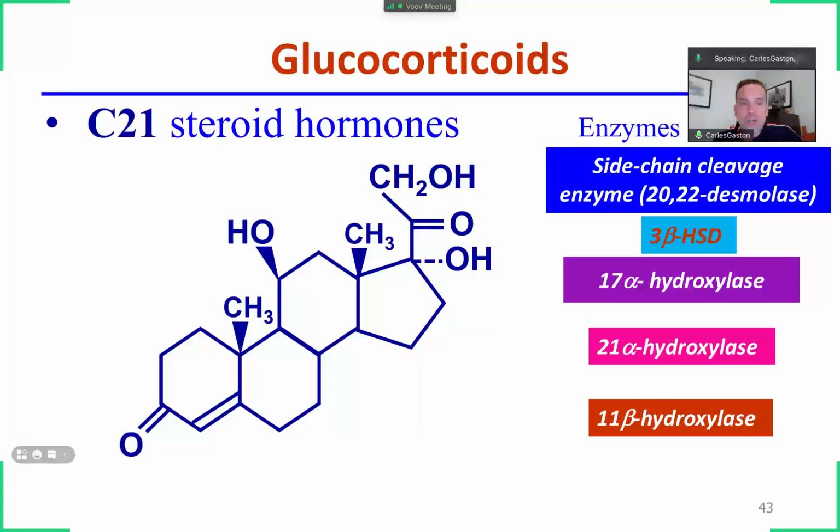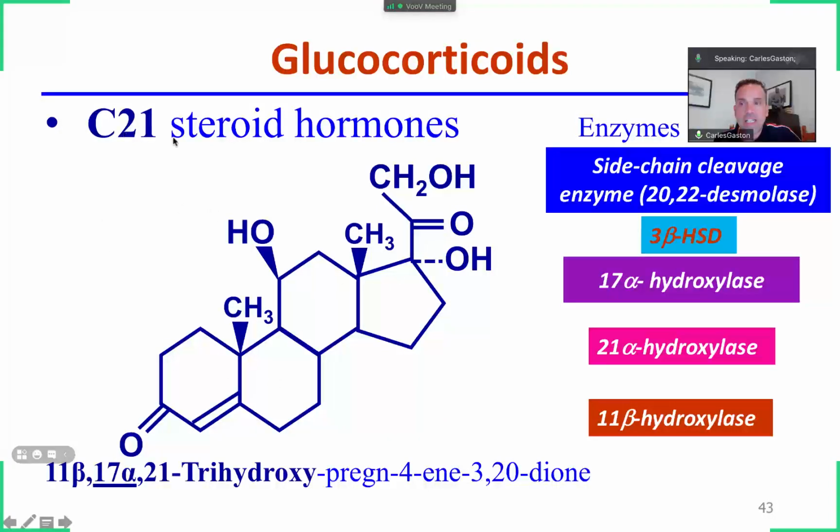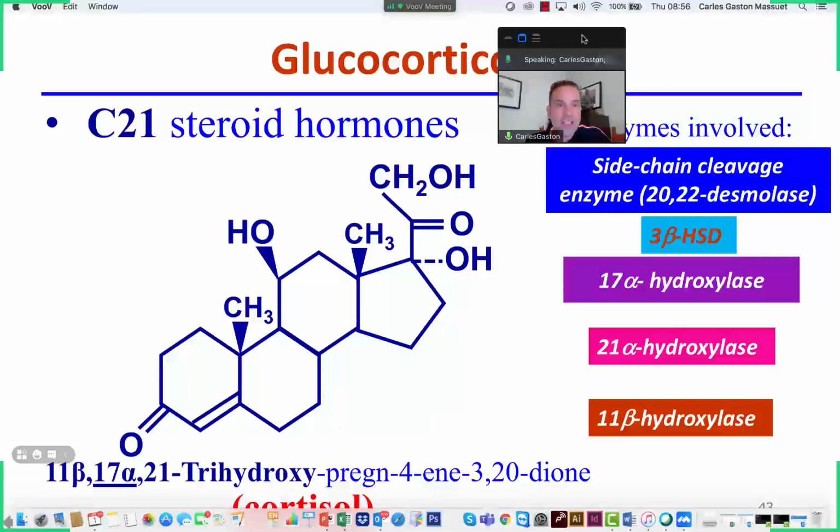So, glucocorticoids. Again, you can see the typical shape of the glucocorticoid, a C21 steroid hormone, and the enzymes that catalyze it. Remember, these are the side chain cleavage enzyme desmolase, then 17 alpha hydroxylase, 21 alpha hydroxylase, and 11 beta hydroxylase. That's why you can see so many H groups here, okay? And it produces the final cortisol. And cortisol, we're going to study what it does in the lecture tomorrow.